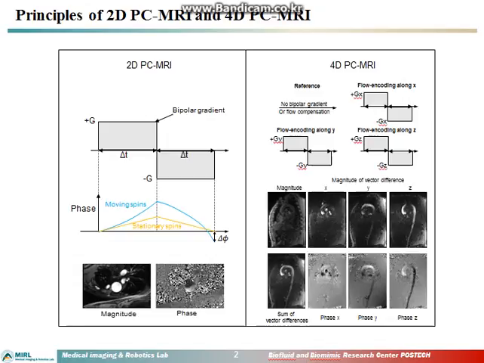Conventional 2D PC MRI requires two scans, one without flow sensitivity and one with flow sensitivity. However, 4D PC MRI mostly requires 4 point measurements: one reference and three orthogonal velocity encoded images. From the time-resolved three-dimensional, three-directional velocity information, we can visualize and analyze the complex blood flows in blood vessels, which has been difficult with 2D PC MRI.